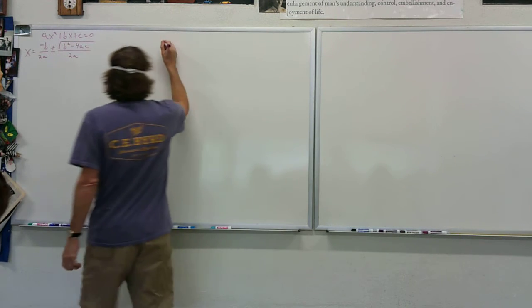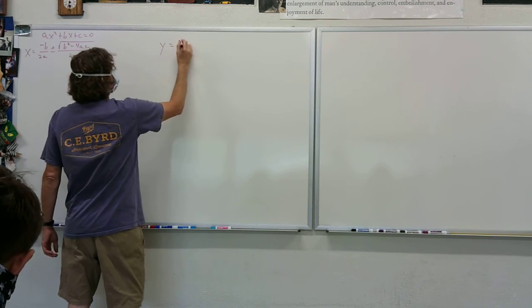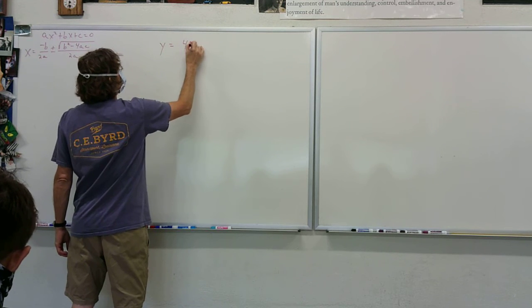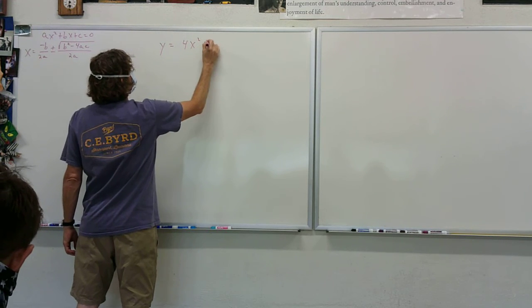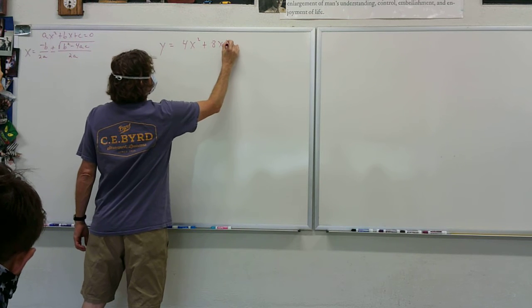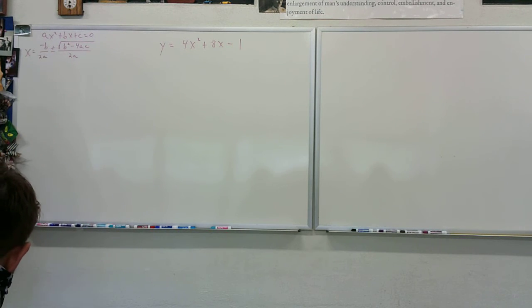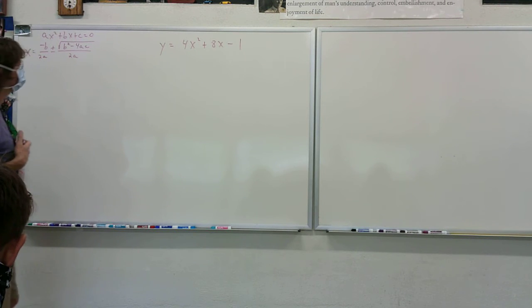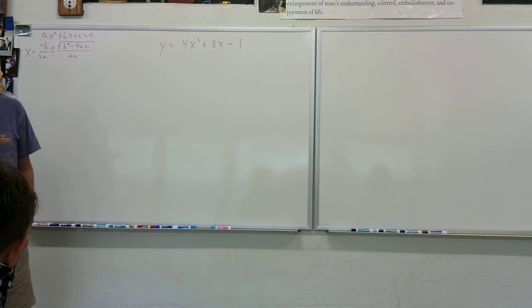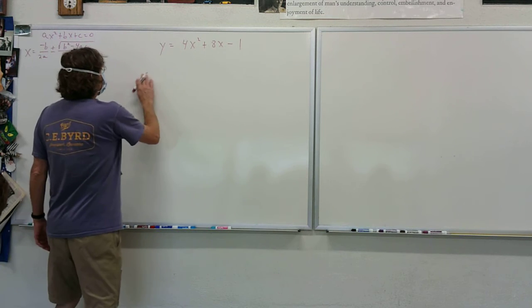Y equals 4x squared plus 8x minus 1. There we go. Notice I didn't make my vertex easy to find, didn't I? If I'm getting to make it up and I'm going to have to use a quadratic formula, I wanted my vertex to be easy to find. Okay, let's find the vertex.